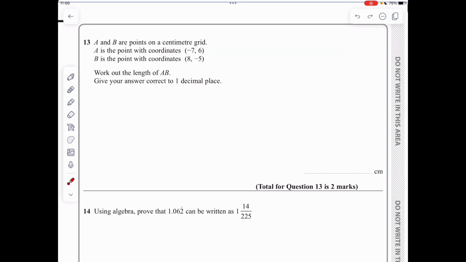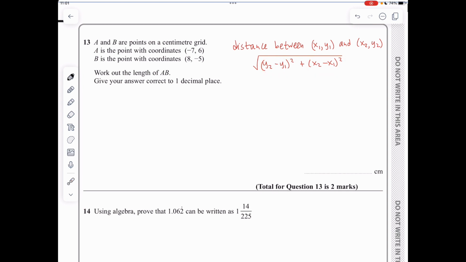In 13, we're given 2 points, point A with coordinates -7, 6, and point B with coordinates 8, -5, and we are asked to work out the length of AB, giving our answer correct to 1 decimal place. Well, I will start by reminding ourselves of the formula for the distance between 2 points. This is given by doing y2 minus y1 squared plus x2 minus x1 squared all square root.